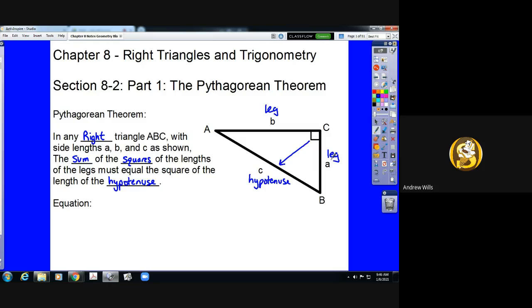And what the Pythagorean theorem boils down to is a very simple equation. In this picture, we have three side lengths, A, B, and C, C being the hypotenuse. The Pythagorean theorem states that A squared plus B squared must equal C squared. So in every single right triangle where C is the hypotenuse, A squared plus B squared must equal C squared. Okay, that's the rule we're working with today. A squared plus B squared equals C squared.